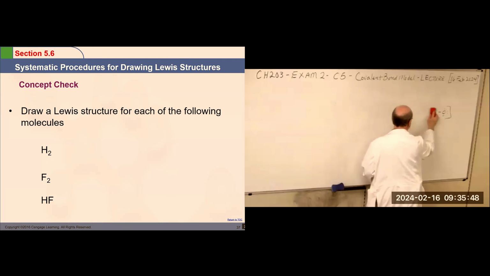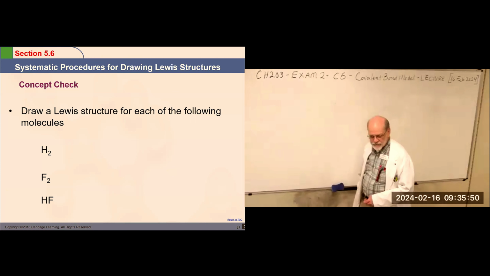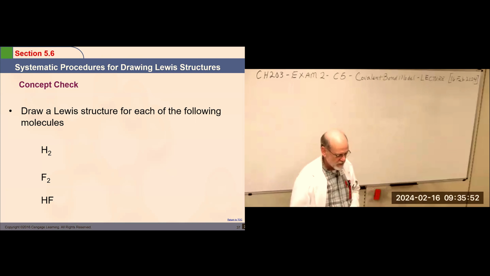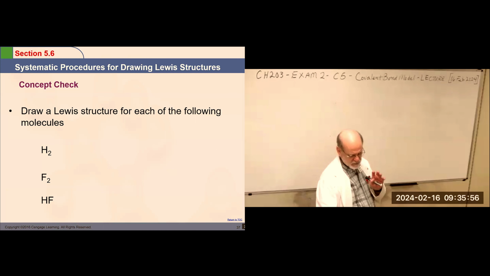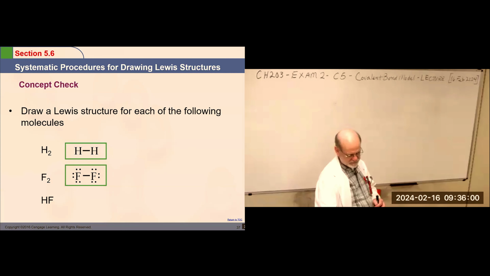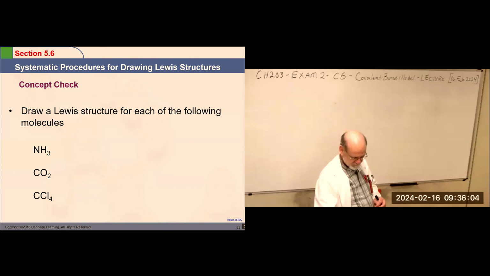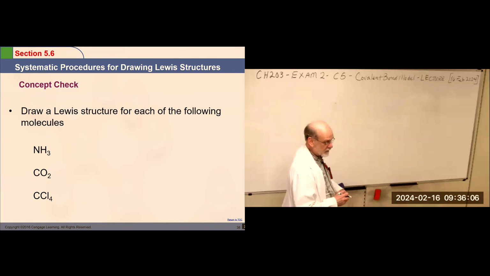All right. That's a method for drawing a Lewis dot structure for a molecule. We've already done Lewis dot structures for these. They're really simple, right? These are a little more complex, so we're going to spend time on these.